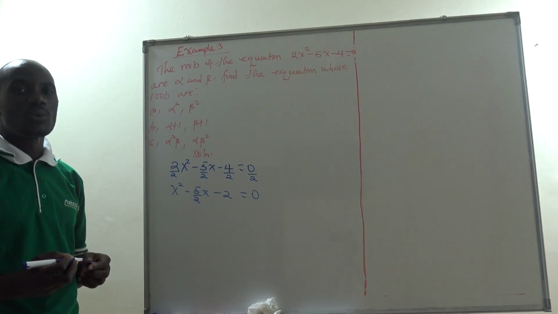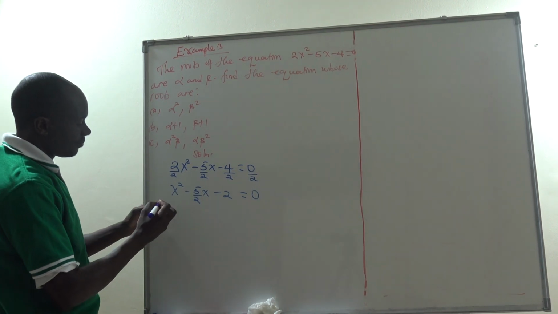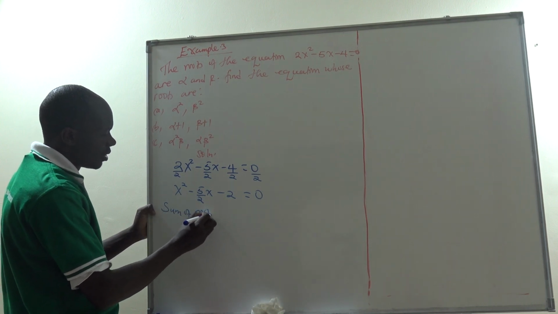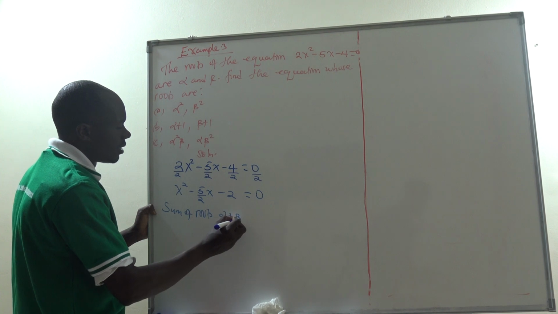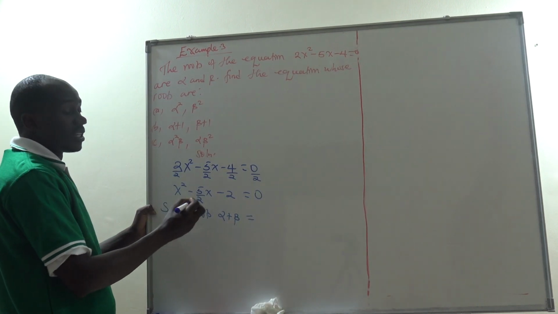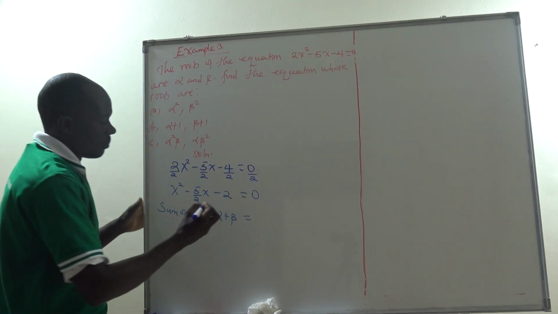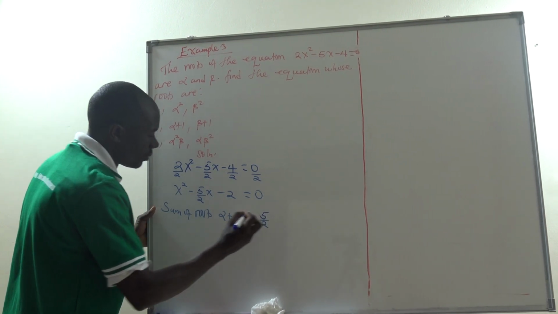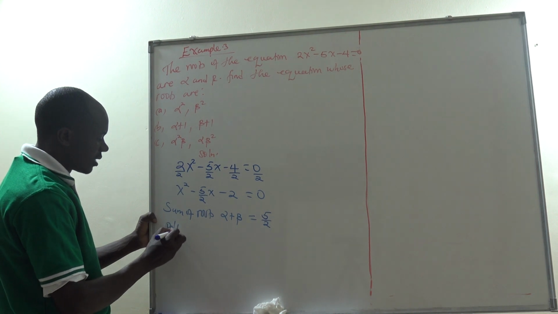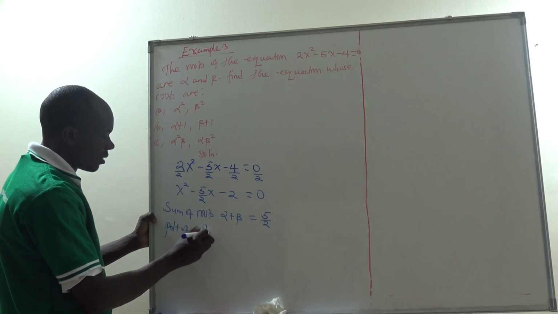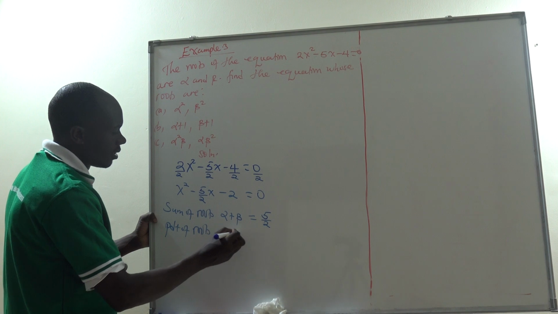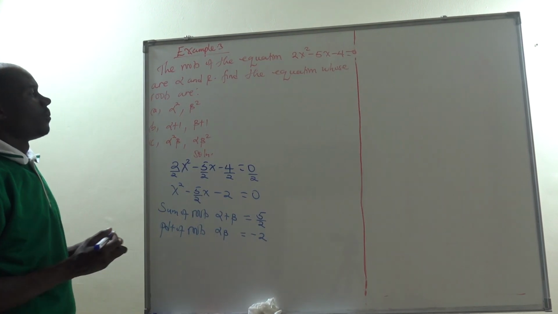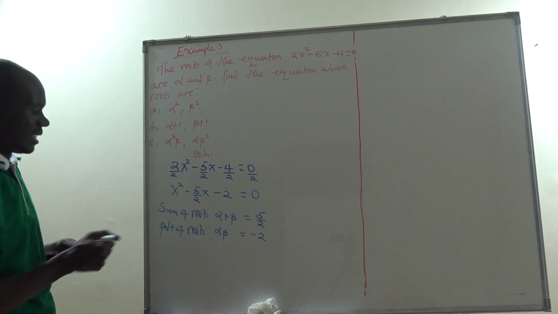So can we get what we call the sum of roots? The sum of roots, which we are calling alpha plus beta, when it is negative, it will automatically become positive. So alpha plus beta equals 5 out of 2. We also look at the product of roots, which we are calling alpha beta, and it is automatically equal to negative 2. Then from there, we are going to start with part A.